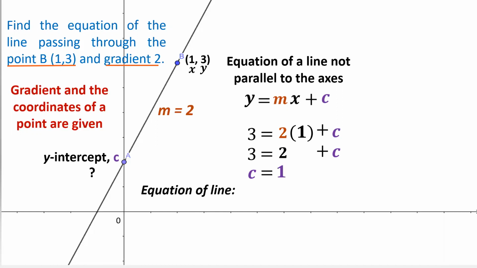Therefore, the equation of the line is equal to 2x plus 1. 2x plus 1 is the equation of this line. We have used the gradient and the coordinates of a point to find the equation of this line.